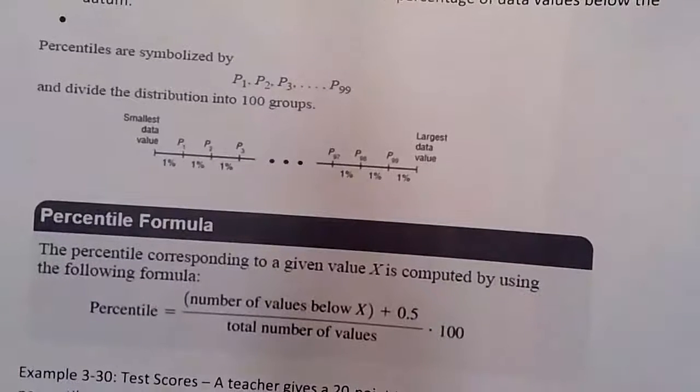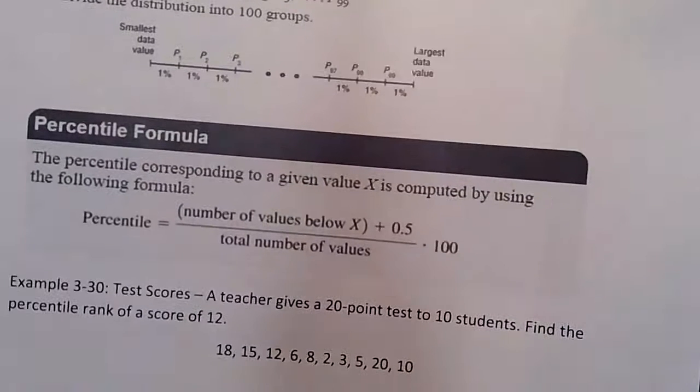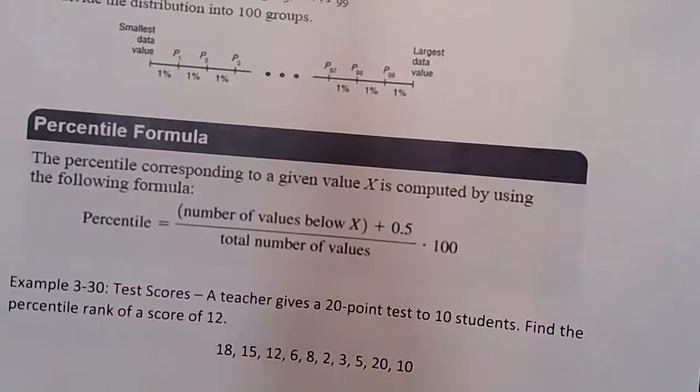And then we have this formula, the percentile formula. The percentile corresponding to a given value X is computed by the following. A percentile is equal to the number of values below X plus 0.5, 5/10, divided by the total number of values, times 100. Okay.